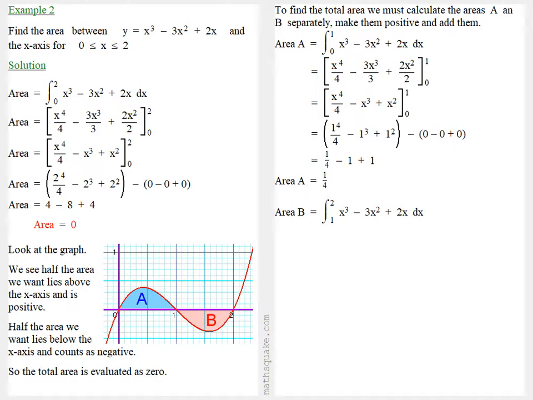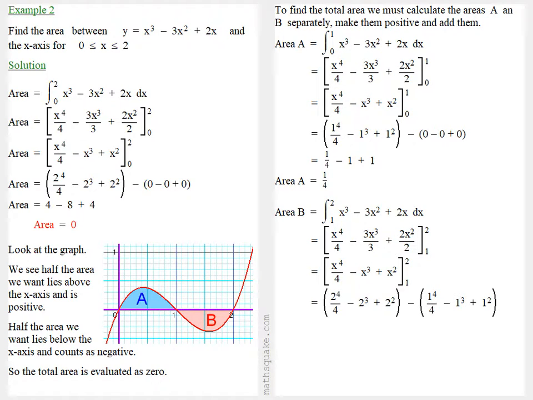Now we can do the same thing with area B. We're integrating the same function, but this time between 1 and 2. And so it integrates in the same way and simplifies to x to the 4th over 4 minus x cubed plus x squared between 1 and 2 this time. So we substitute 2 into the equation and take away what we get when we substitute 1 into the equation.